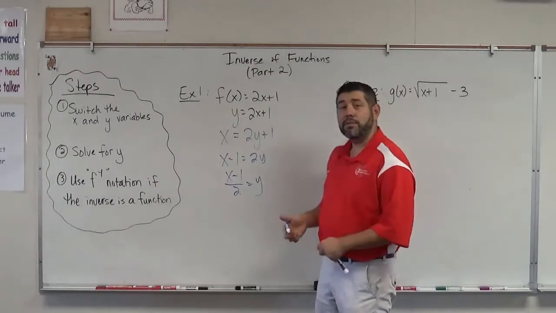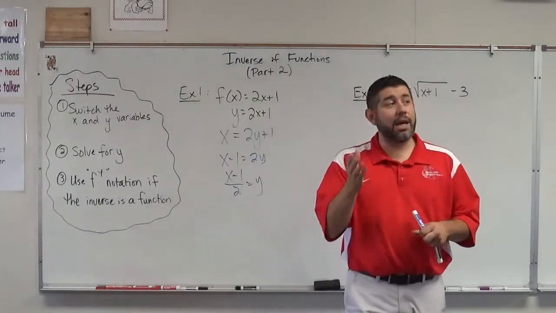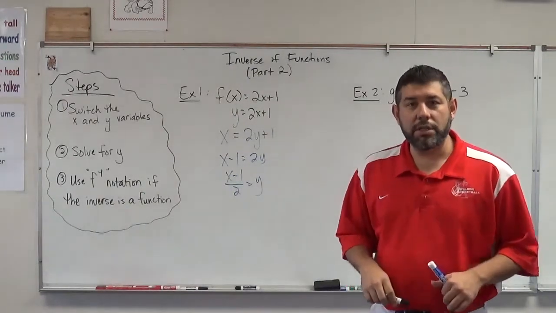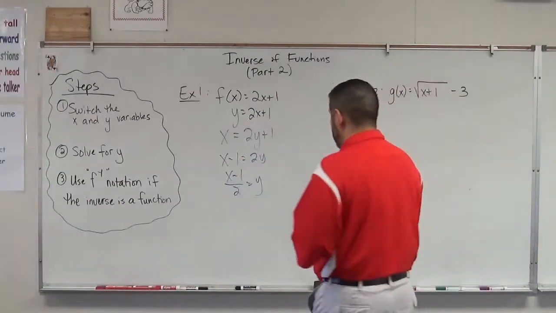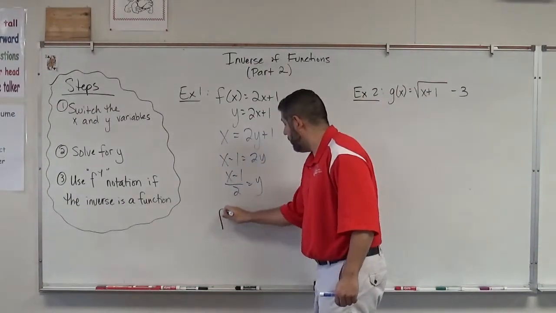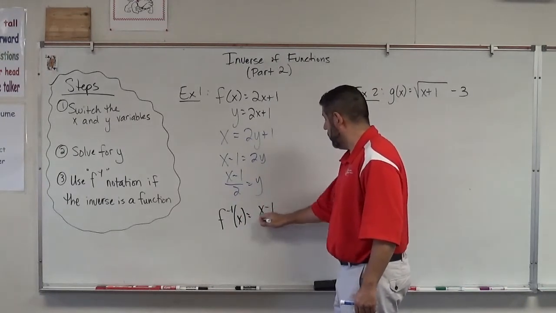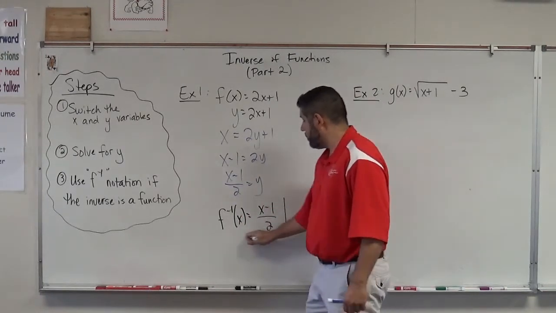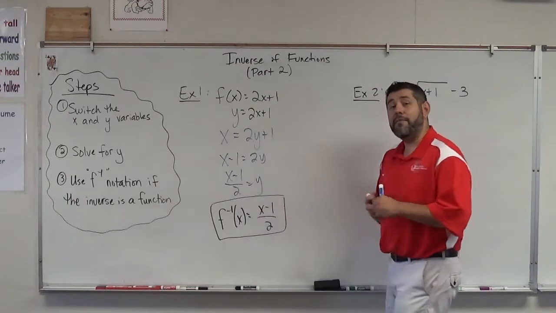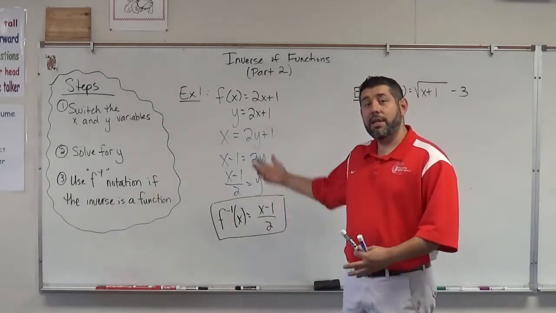Now, x minus 1 over 2, that is a line. A line we know is a function. So we know that our inverse is a function. So I'm going to say f inverse of x is equal to x minus 1 over 2. That, my friends, is how you find the inverse algebraically.